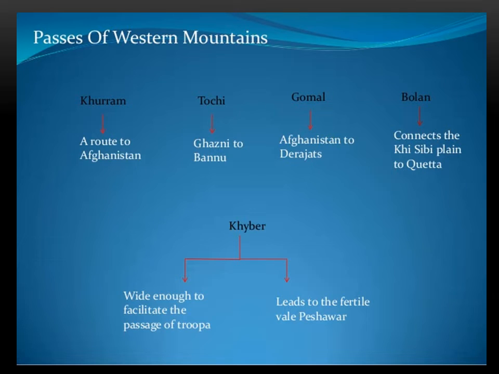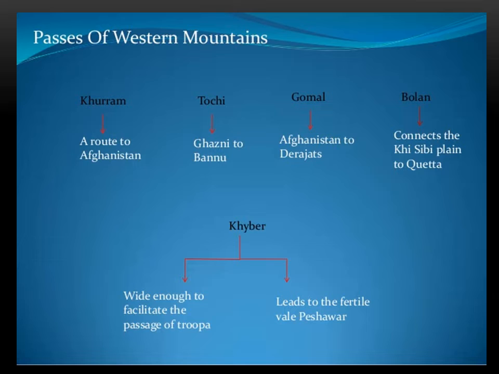So on page number 10, after Suleiman and Kirthar range, there's a topic: passes of the Western Mountains. You know what is a mountain pass? A mountain pass is a navigable route through a mountain range or over a ridge. Since many of the world's mountain ranges have presented formidable barriers to travel, passes have played a key role in trade, war, and both human and animal migration throughout world's history. So that's why we need passes in every mountain range.